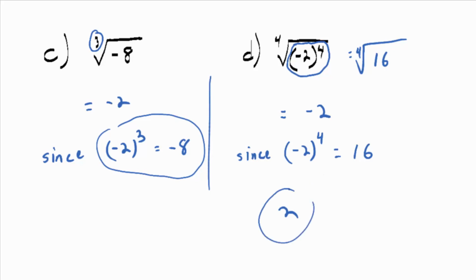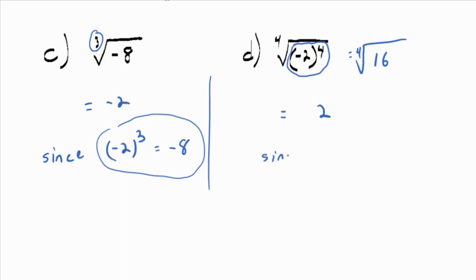Oh, aren't we going to take the positive one? Yeah. So that's why I said don't write it down. We're actually going to take, when the index is even, we're going to take the positive root. And then the reasoning here, the 4th root of negative 2 to the 4th is positive 2. The principal 4th root of negative 2 to the 4th is positive 2, since negative 2 to the 4th power equals 16. Okay?